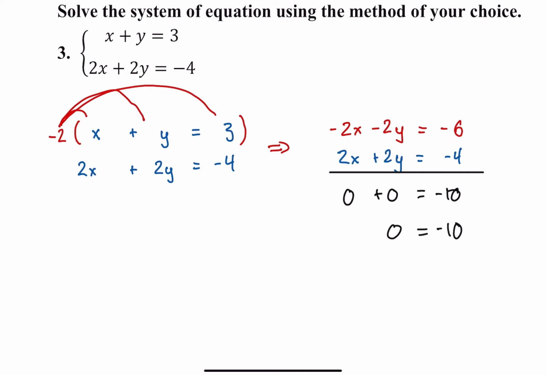Okay, that's not good. I've lost my variables. I lost my x and my y. We ran into this last week when we were solving just a single equation. Does anyone remember what the solution was, or if there was any, when we had a situation like this? Does anyone remember? No solution. We have no variables, and we have a false statement. So this is the scenario where these lines are actually parallel. There's no solution.